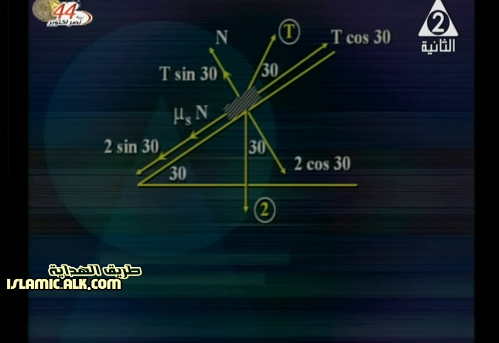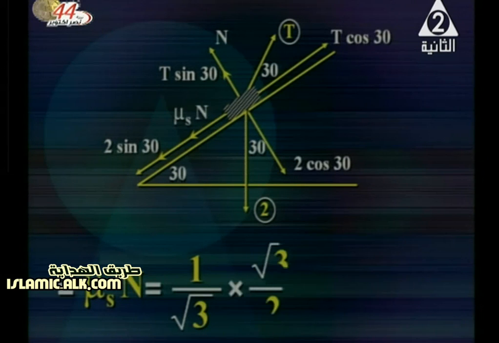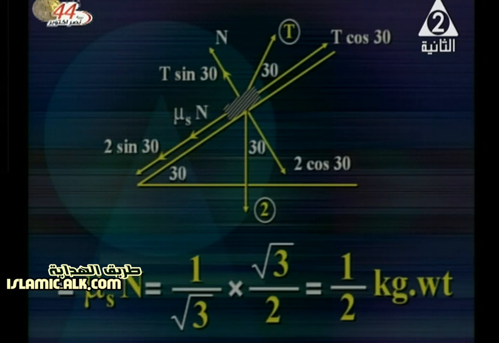The static friction force is mu Sn. What is the value of mu S? 1 over root 3. What is the value of N? Root 3 over 2. So mu Sn equals 1 over 2 kilogram weight. When we find, dear student, mu Sn, what do you mean by mu Sn? Mu Sn means static friction force. We find the value of mu S and the value of the normal reaction.